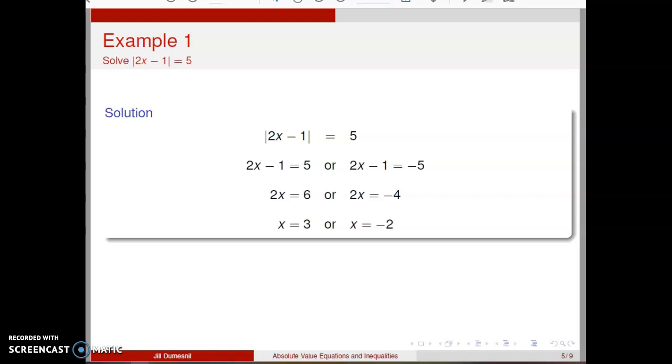We can plug these values into the original equation to see that they both check. When x equals 3, we get absolute value of 5 equals 5. And when x is negative 2, we get that absolute value of negative 5 equals 5.